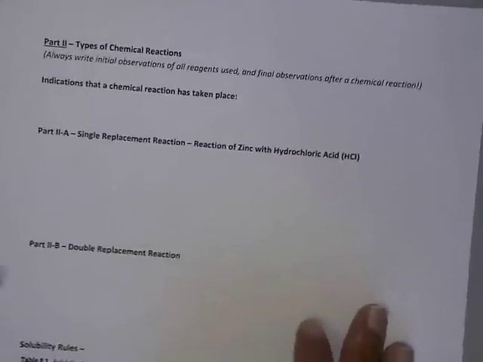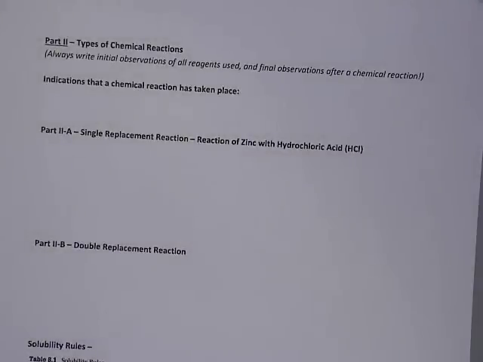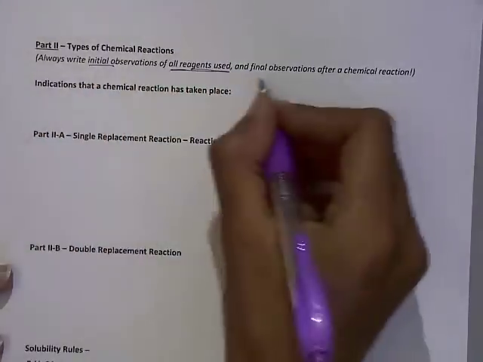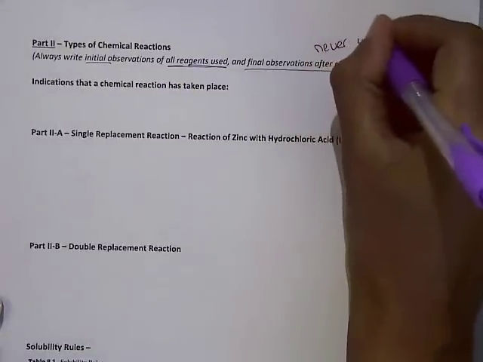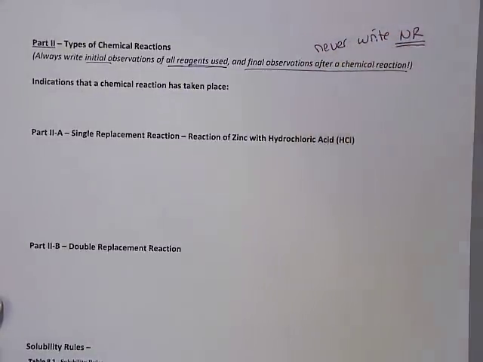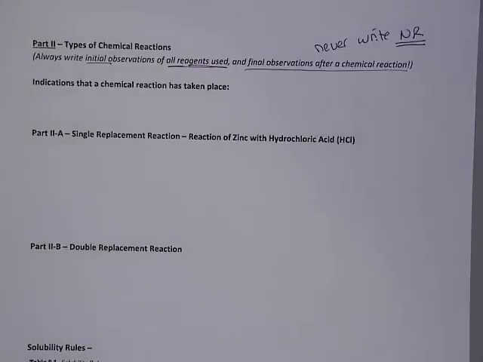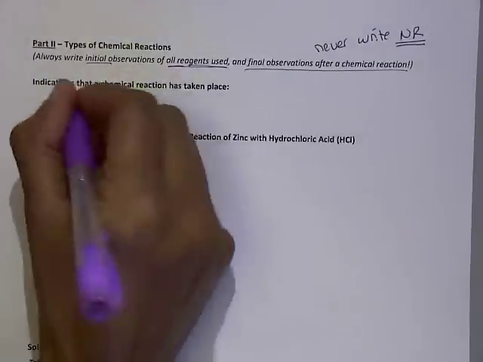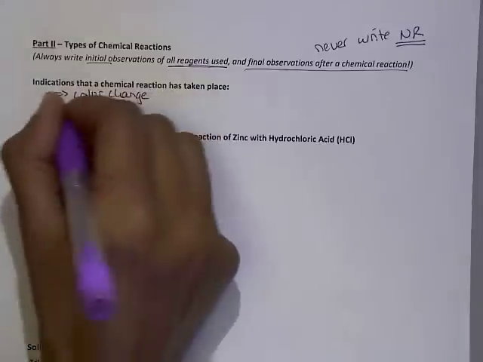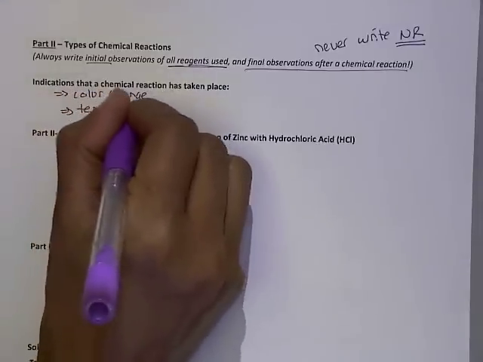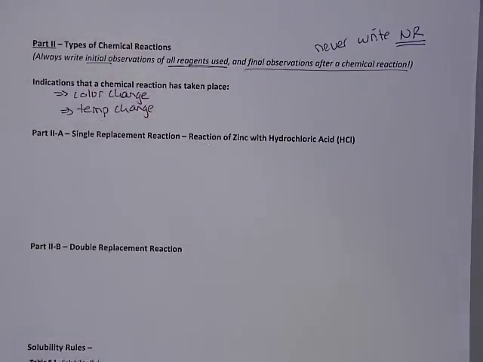The second goal of the experiment is to really gain firsthand experience with different types of chemical reactions. We're reminding you again, always write initial observations of all your reagents used and final observations after a chemical reaction. Never write no reaction. You have to describe what you see, please. So let's review. How do we know a chemical reaction has actually taken place? Well, one thing, if you see a color change, a chemical reaction has taken place. If temperature changes, meaning did it get hot? Did it get cold? So feel your test tubes.